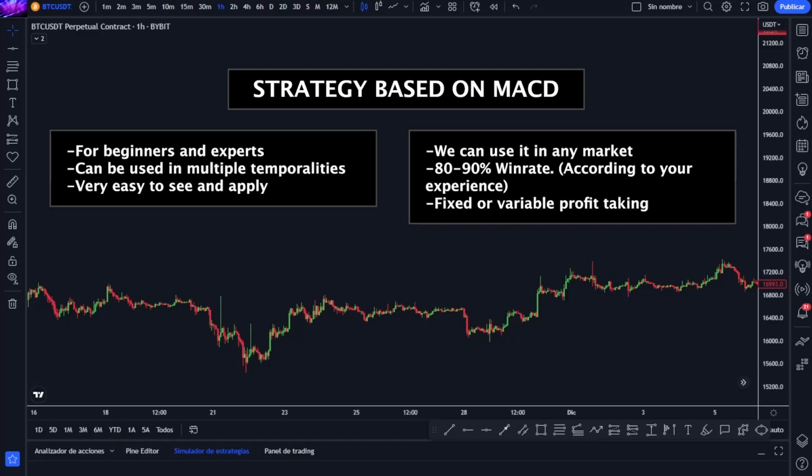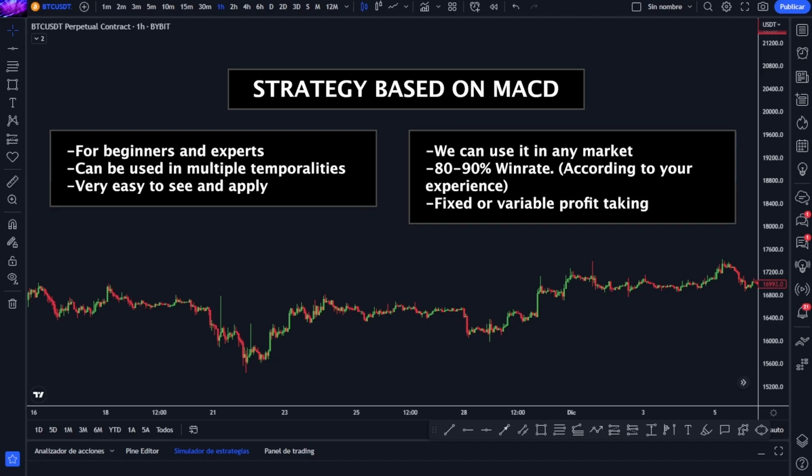Welcome one more day to the trader's game, where we are going to see one of the easiest and simplest strategies to use, but which in turn will provide us with a very high percentage of win rate and profits in the short, medium, and long term. It is a strategy based on the MACD indicator that can be used by both beginners and more experienced traders.